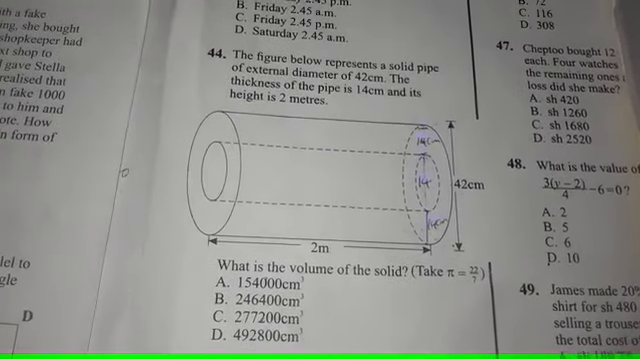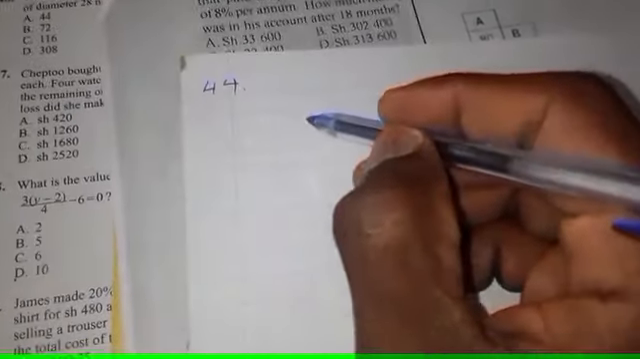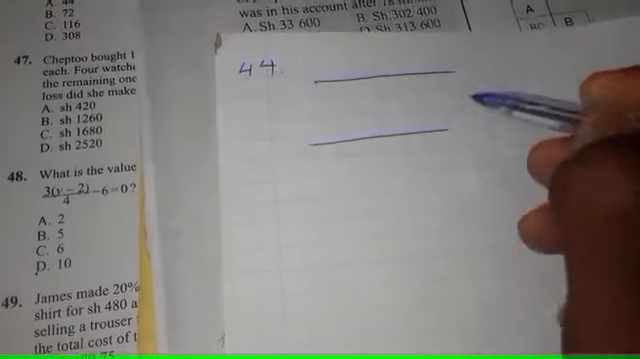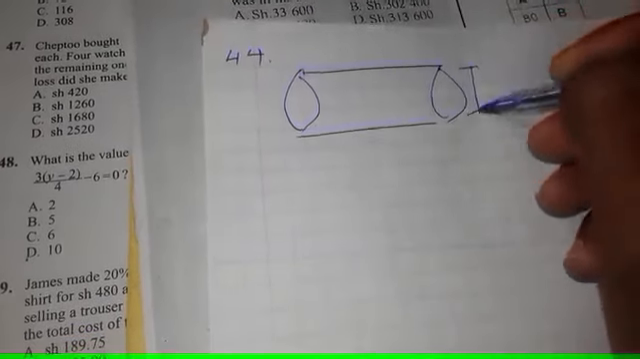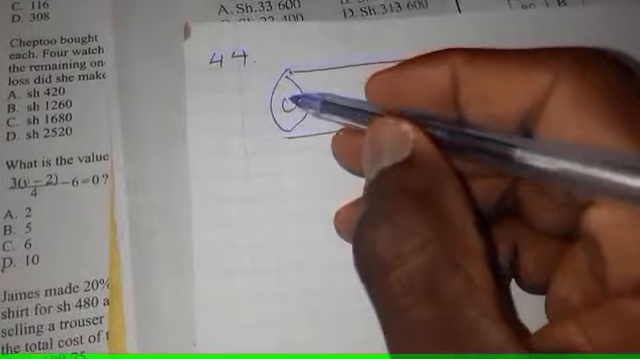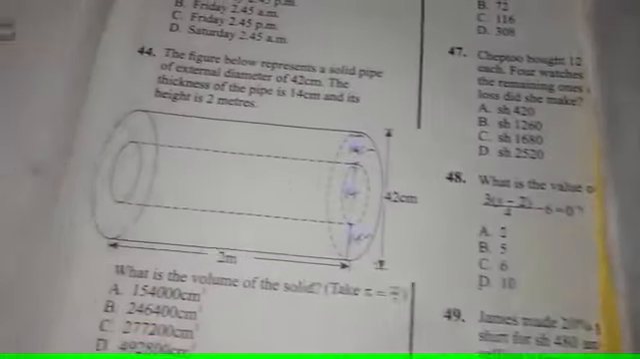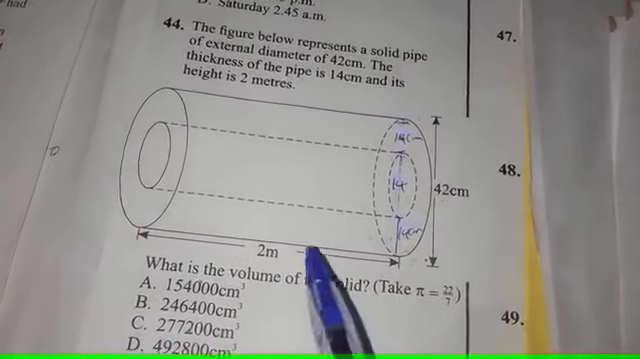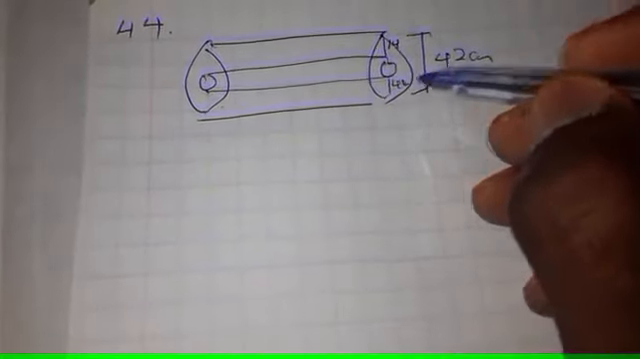So it's a pipe and it has an external diameter and an internal diameter, and I'll just draw that there. So the external diameter is 42 centimeters. We'll just analyze it first. And you're being told that the thickness, so let me just draw that one there. The thickness is 14 centimeters, which means from here to here, that's 14, and this side is 14 centimeters.